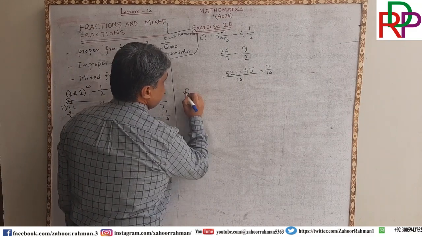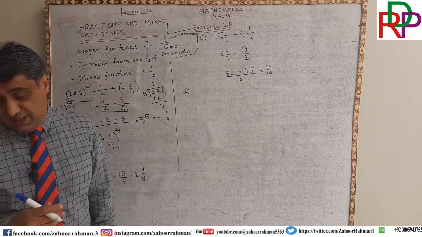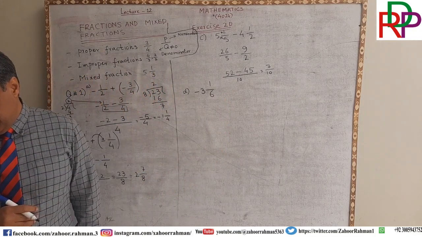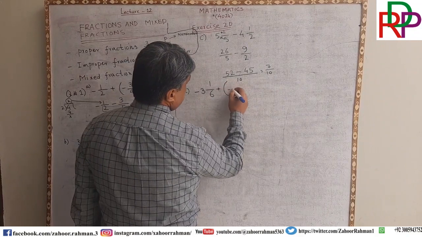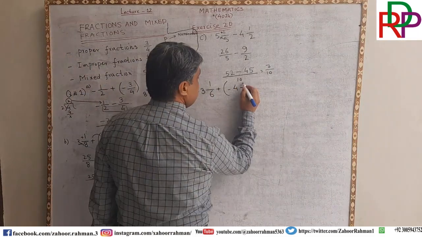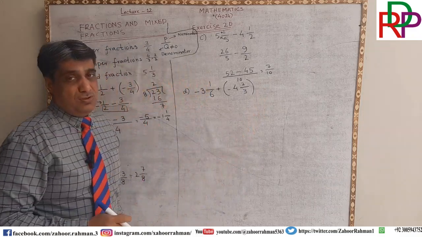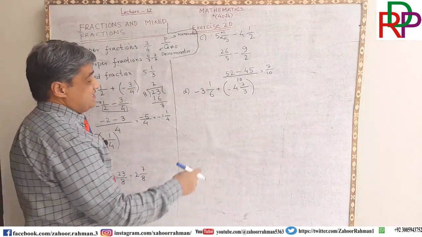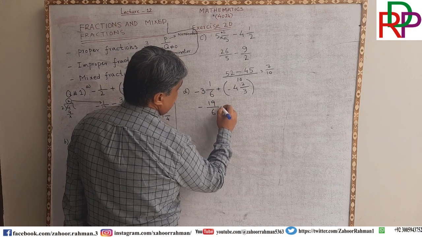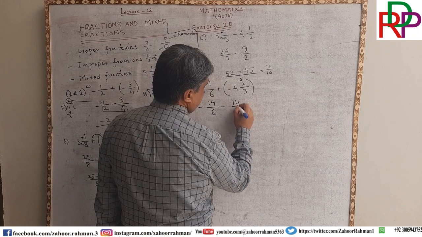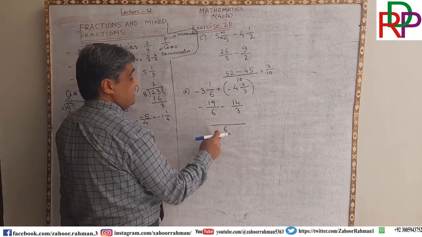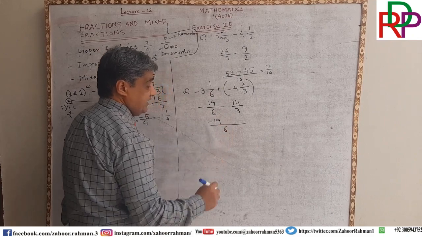Okay, now we are doing the D part, and the D part is minus 3 whole 1 over 6 and then plus minus 4 whole 2 over 3. First of all, this will be 19 divided by 6 minus 14 divided by 3. So 6 is the LCM. When 6 is divided by 6, 1, so it will be minus 19.